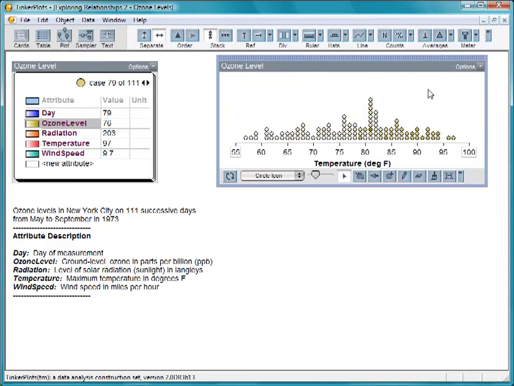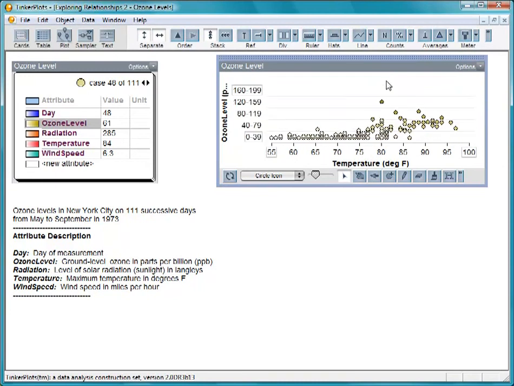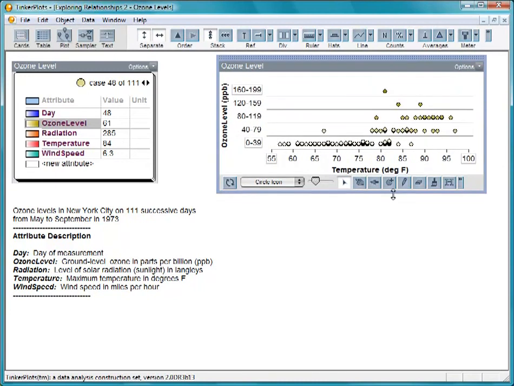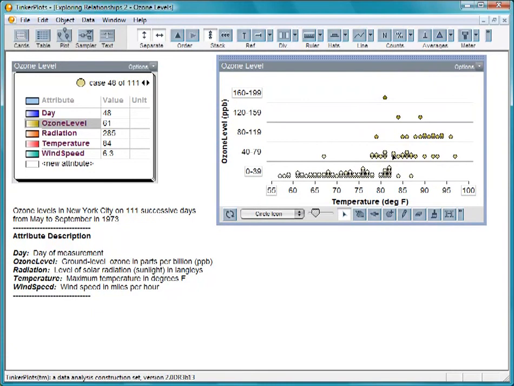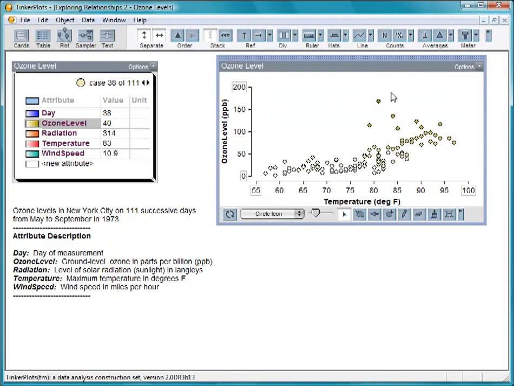Turn the color meter off and fully separate the ozone level values vertically to create a scatter plot. Reading a scatter plot takes practice. Move your eyes across the graph from left to right along the temperature axis while paying attention to what is happening to the values of ozone on the vertical axis. As we look across days with higher and higher temperatures, the value of ozone level also tends to increase.